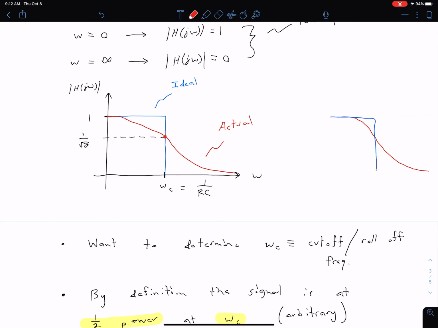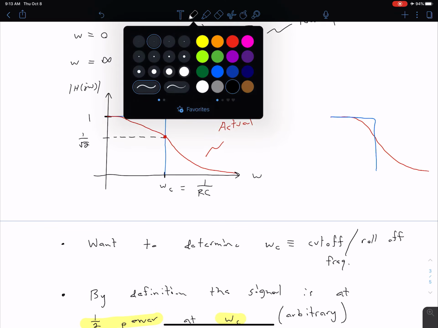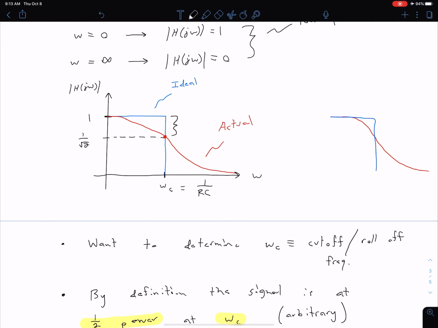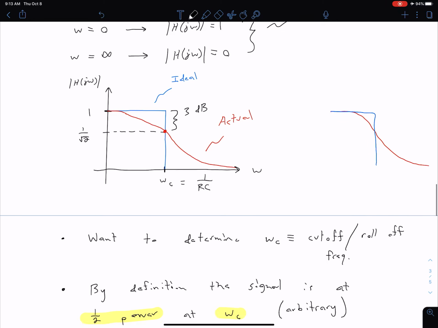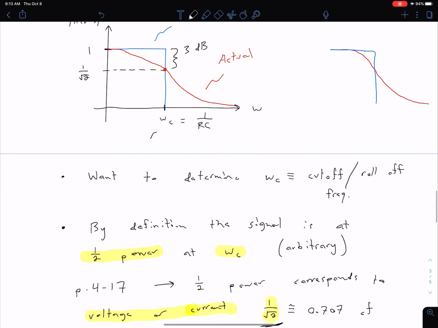And so there are things that we can do to make this closer to ideal. This is our simplest filter, our first order filter, so we can add more components to make that transition a little sharper. But what we notice, and we've seen this before as well, is that the difference here is 3 dB. So at our corner frequency, the difference between our actual and the magnitude of 1 is a difference of 3 dB. And so that's why you might also see this omega C frequency called our 3 dB frequency.